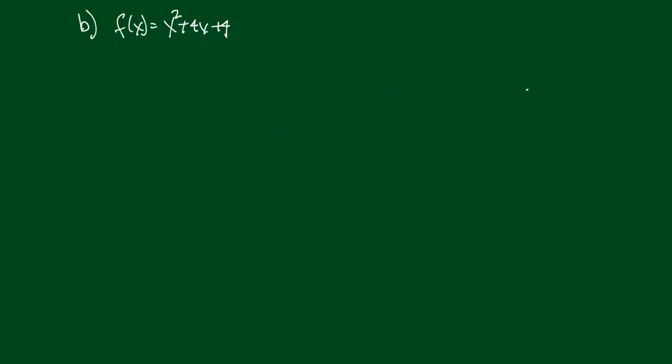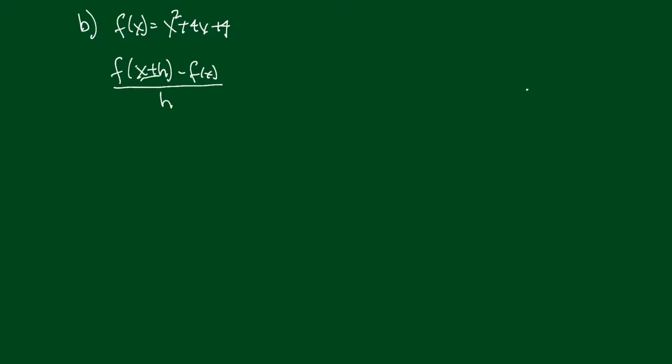Part B, we've got this quadratic again, but this time what we want to compute or simplify is this. f of x plus h, so we're going to process an x plus h. We'll put an x plus h here, and then minus f of x itself, and then after we get that difference computed, we'll divide the whole thing by h.